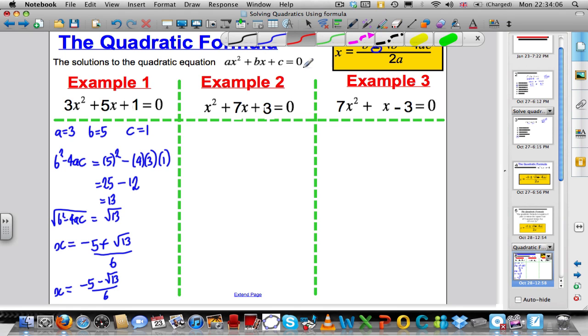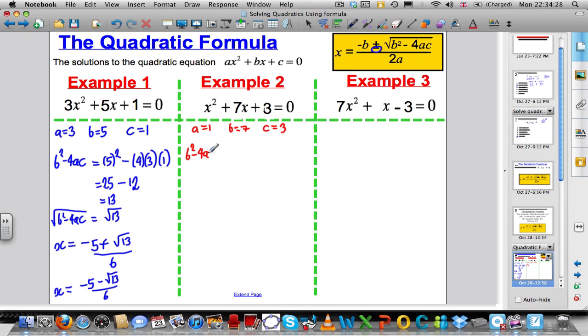What was step 1 again? Oh yeah, write my a, b and c. I've got one lot of x squared here, so a is 1, b is 7, and c is 3. Very first line always. Then I'm always going to work out this discriminant, this b squared minus 4ac. Substitute using brackets: 7 squared, b is 7, minus the 4 in brackets, a is 1, and c is 3.